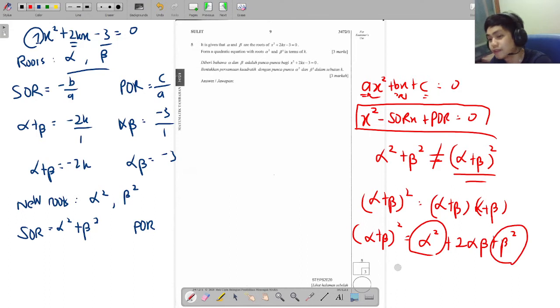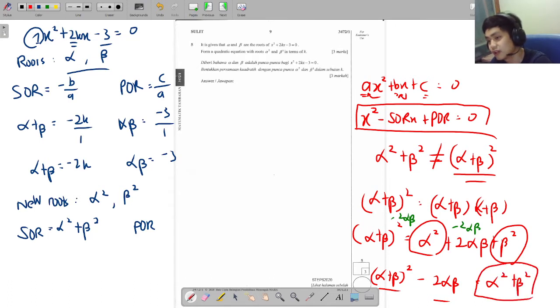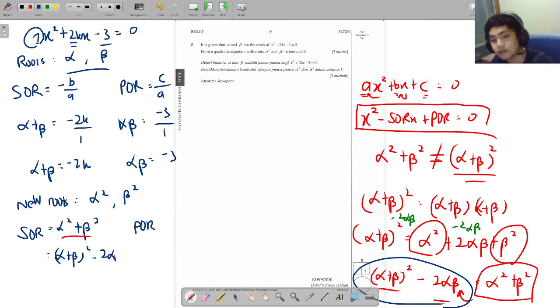So if we make alpha squared plus beta squared the subject, we actually get (alpha plus beta) squared minus 2 alpha beta, because I'm going to take away the 2 alpha beta on this side as well. So (alpha plus beta) squared minus 2 alpha beta equals alpha squared plus beta squared. So now we have another expression for alpha squared plus beta squared. So instead of writing it like this, I can now replace it with this.